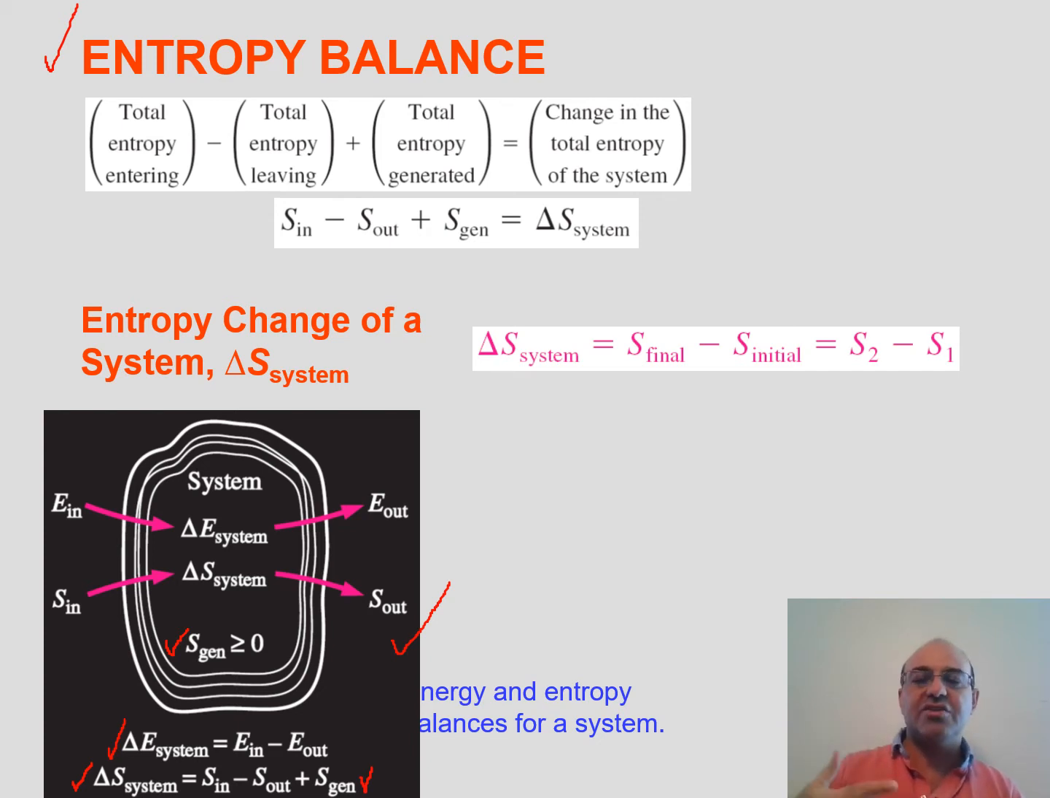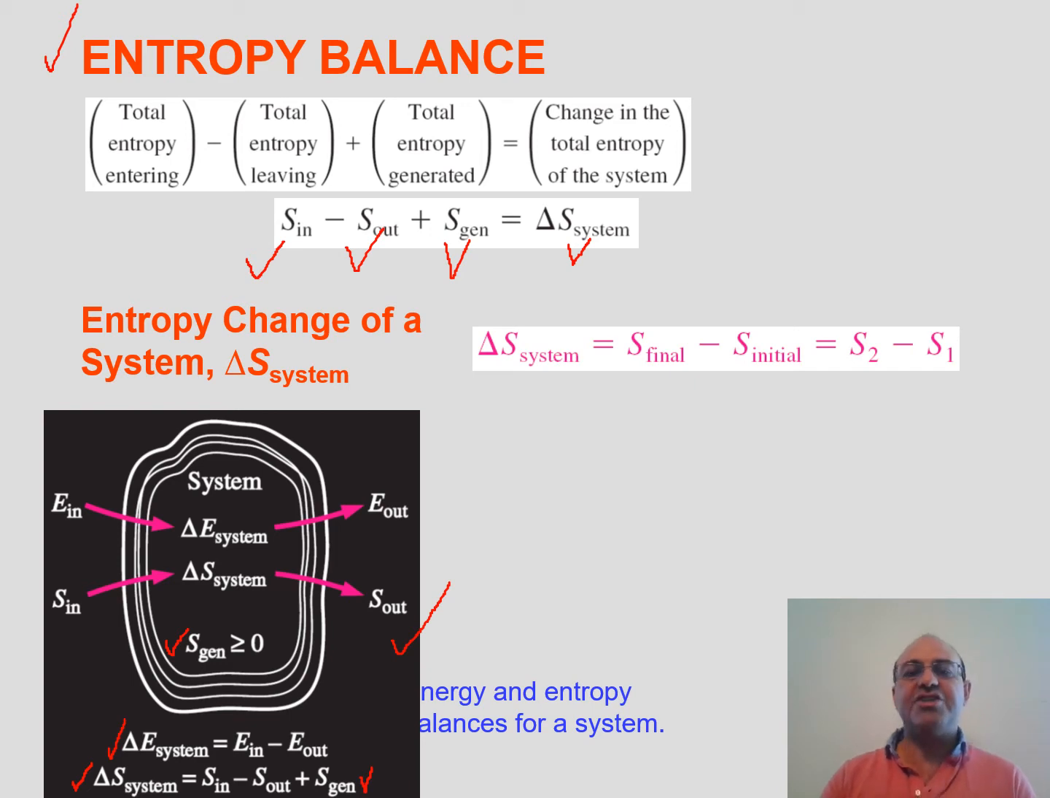Entropy is continuously generated in the universe, on the earth. That's why we mentioned before that this entropy generation can result in global warming because it results in higher temperatures. So if we want to formulate it, therefore, we say that total entropy entrance minus total entropy leaving plus total entropy generated is equal to the change of the entropy of the system.